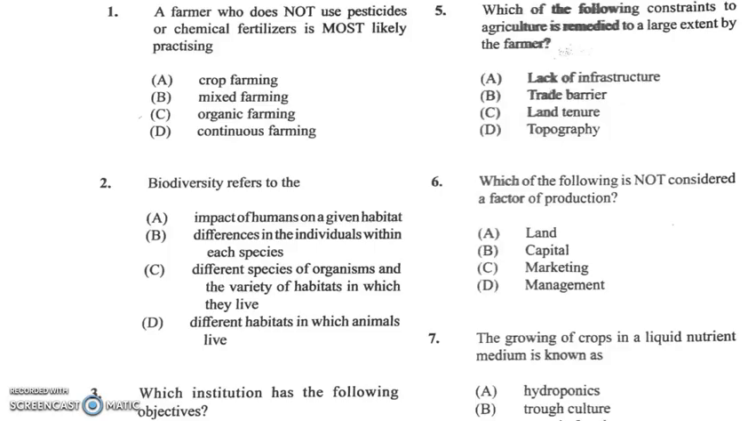Today we are looking at the Agricultural Science Singular Award 2019 Paper 1 question. This paper will be done in two parts. This is part 1 of the paper.